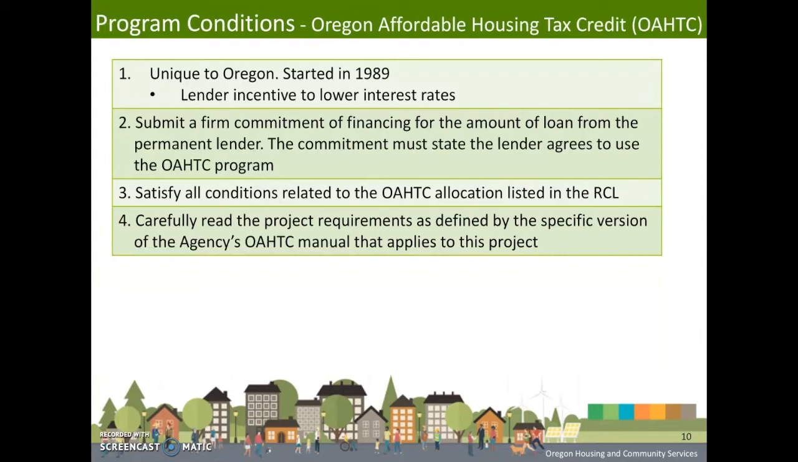For this program, you should be aware that you must submit a commitment of financing for the amount of the loan from a permitted lender. The commitment must state that the lender agrees to use the OAHTC program. Remember to satisfy all conditions related to the OAHTC allocation listed on your reservation conditions letter, and read the program manual as it pertains to your project.